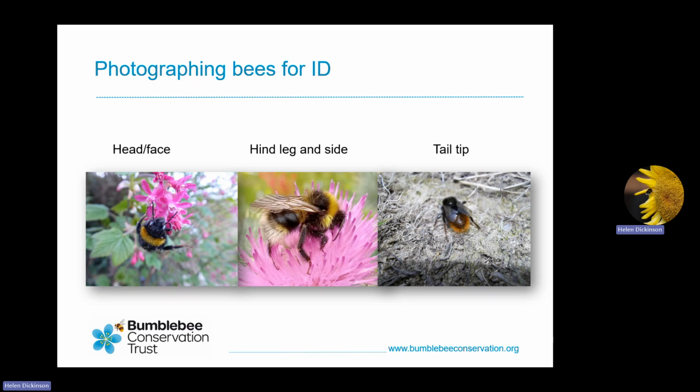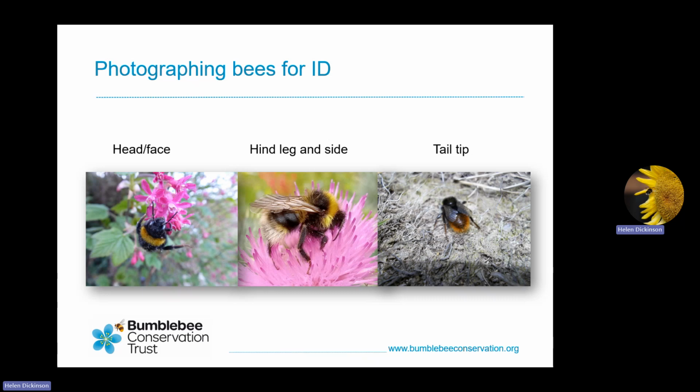So there's some key features you'll need to photograph if you want to be able to reach an identification. So the head and the face is really useful. So for some species, the face shape is useful for splitting between them. The colour of the hair on the face is also useful for splitting between some species, the caste, so whether we're looking at a male or a female.